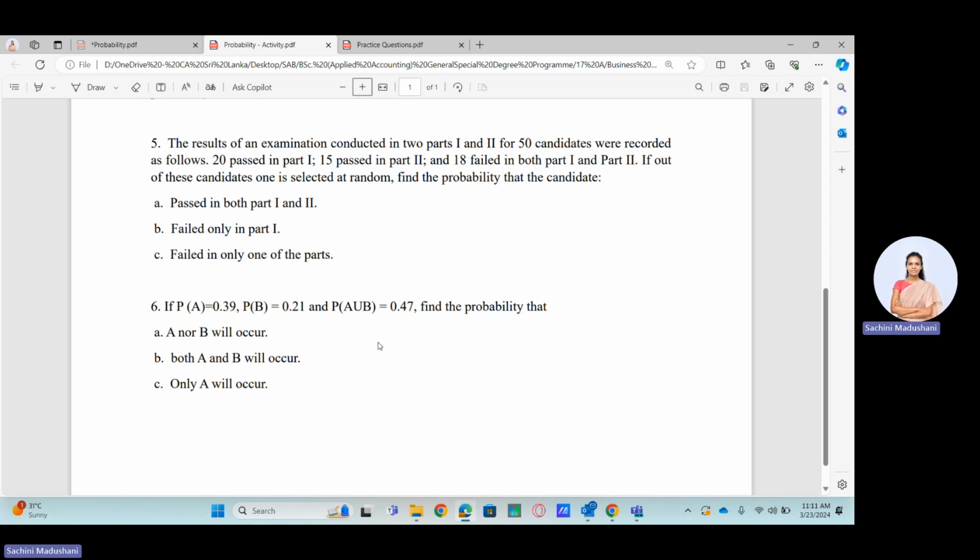"Or" means A or B means what? Union. A or B means at least one of the events will occur. "Or" is the English word for the union. Then what is the hint word for the intersection? Both means what? And.